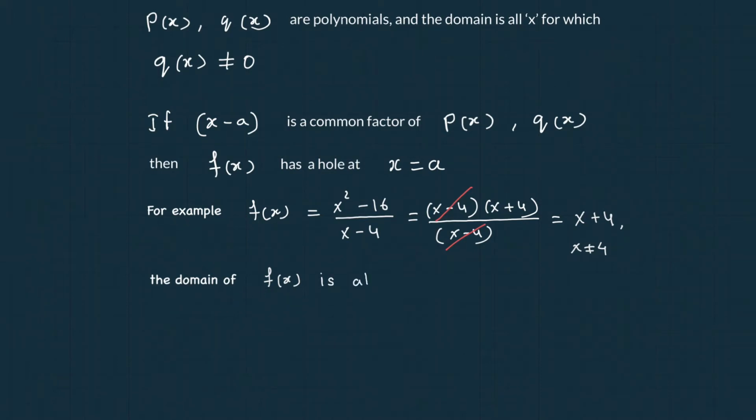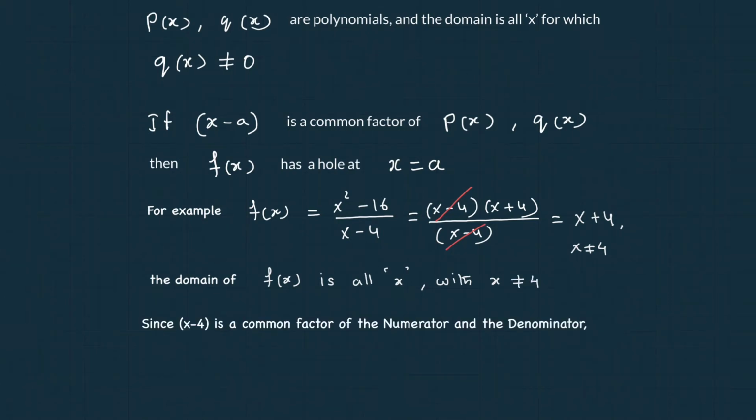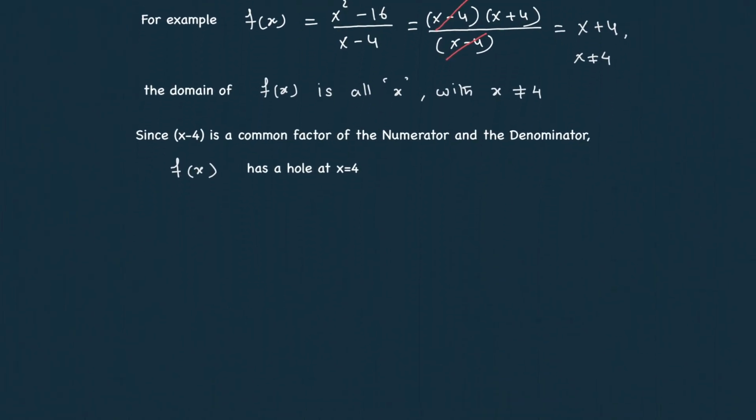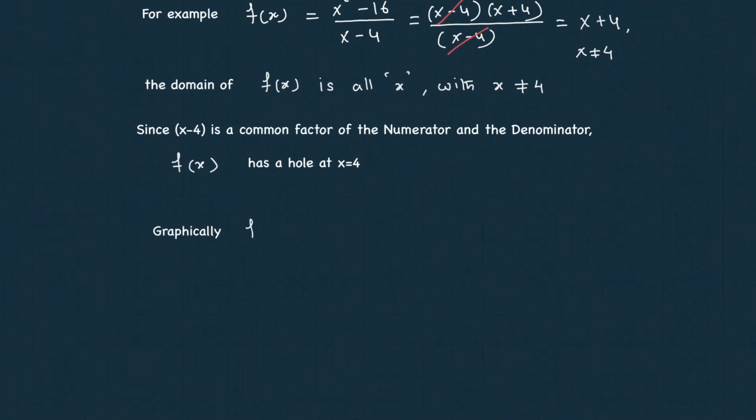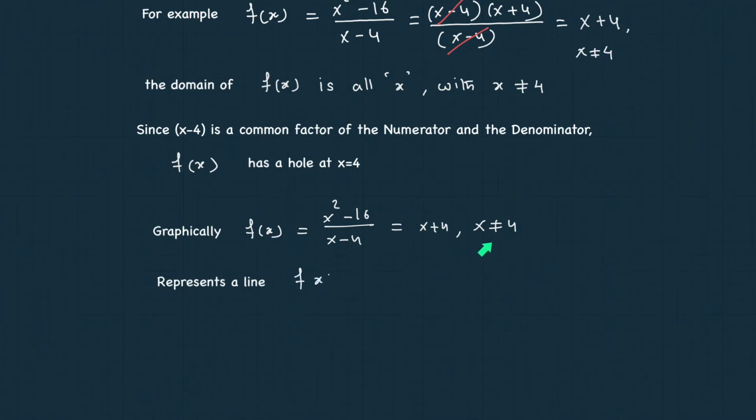The domain of f of x is all x with x not equal to 4. Since x minus 4 is a common factor of the numerator and denominator, f of x has a hole at x equals 4. Graphically, f of x equals x squared minus 16 divided by x minus 4 is a straight line x plus 4 with a hole at x equals 4.